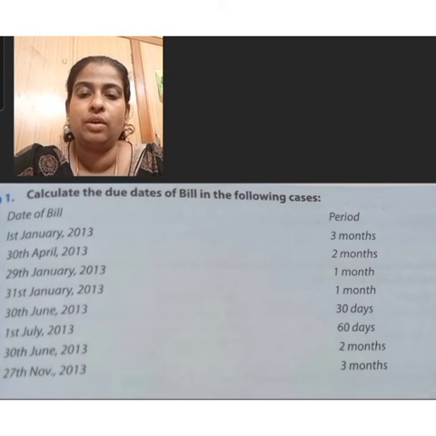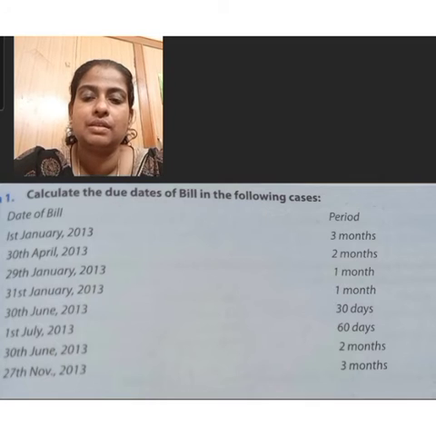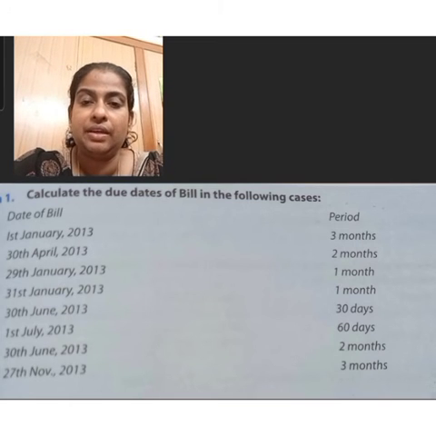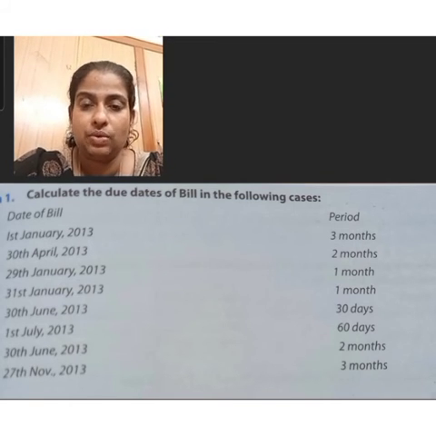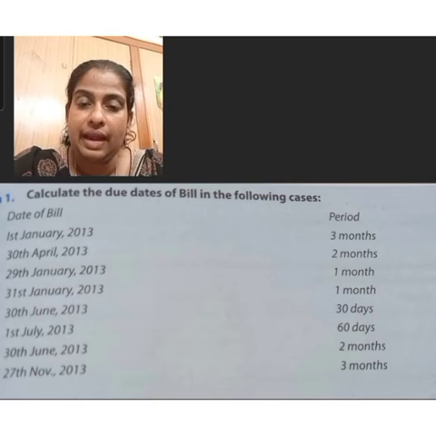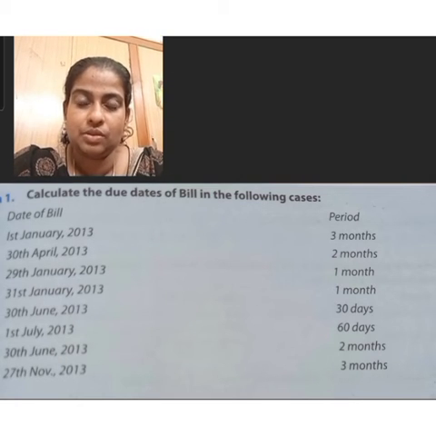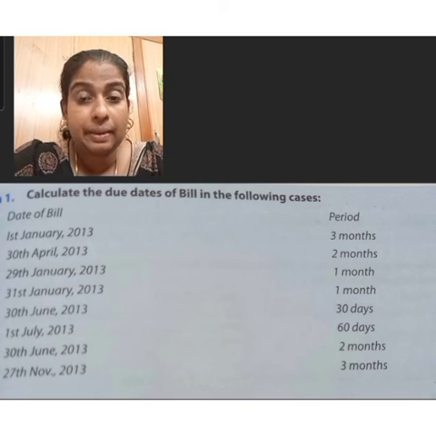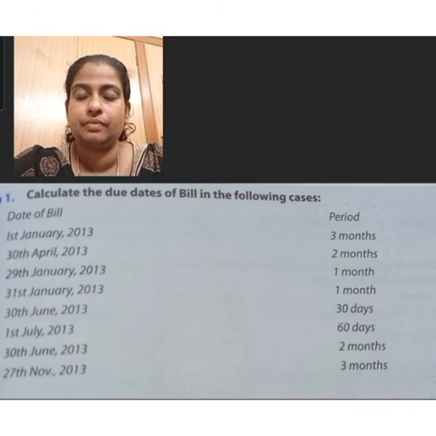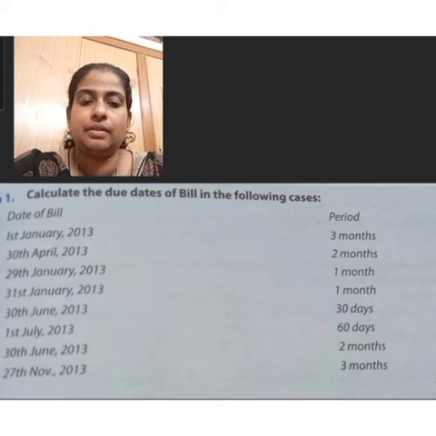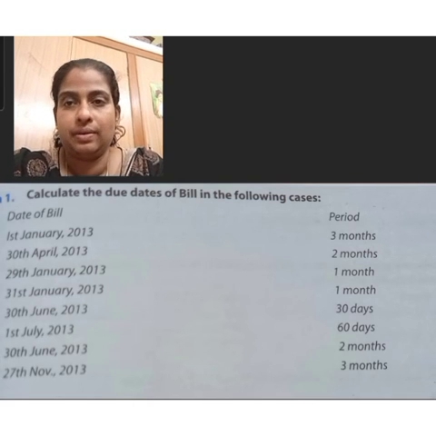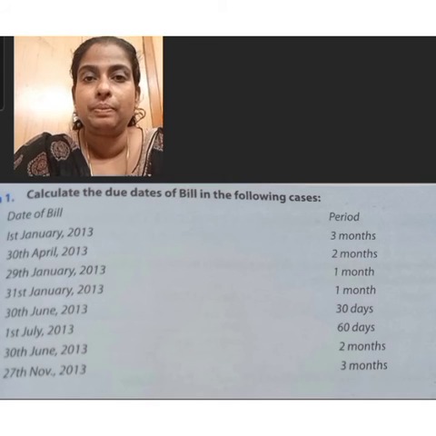Then another case is on 31st January, duration 2 months. So from 30th January to 28th February, 1 month. 28th February to 28th March, 2nd month. Then add 3 days of grace. So March 31st plus 2 days, April 2nd is the due date. Then another case is 30th June 2013. The duration is 30 days. From June 30 to July 30, 1 month, then add 3 days of grace. The due date will be 2nd August 2013.